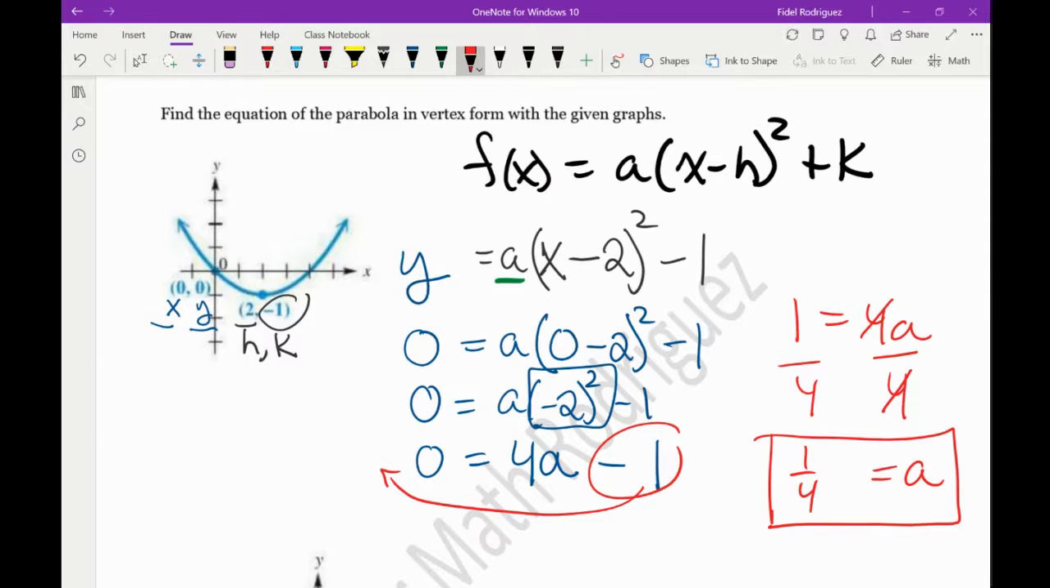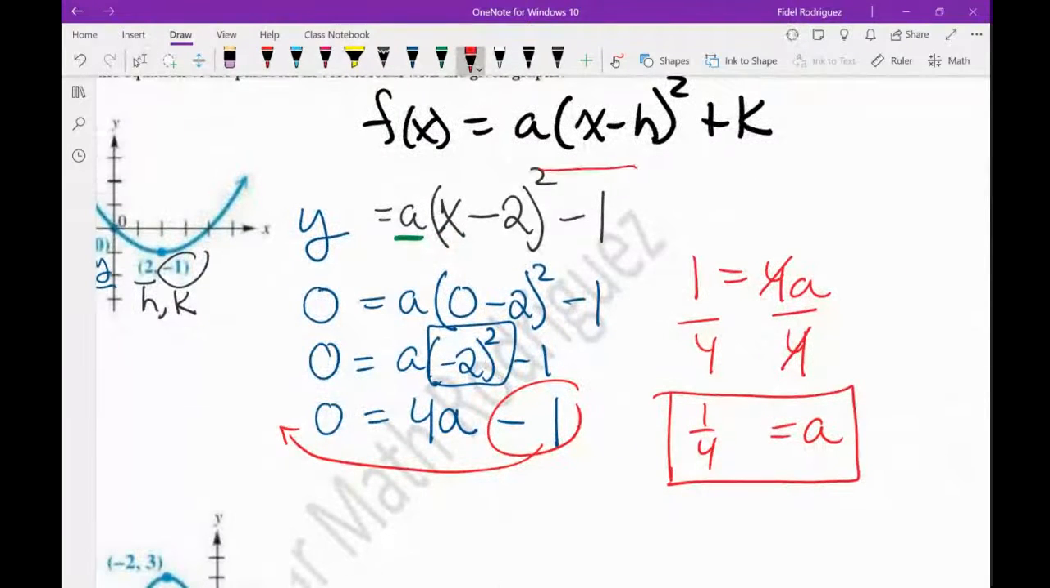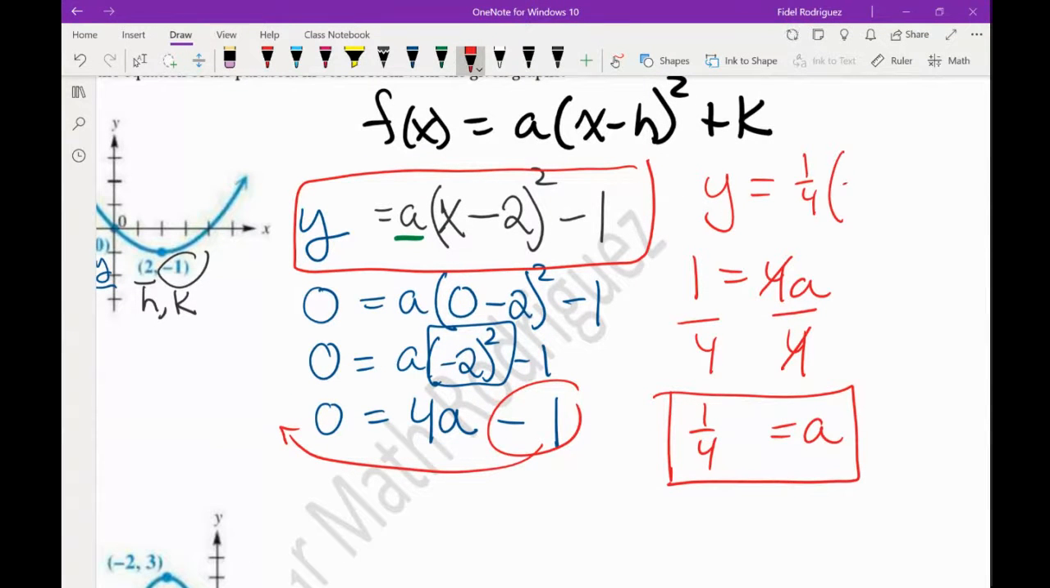Okay. And so now what we're going to do is come back to this equation right here, and all we're going to do is rewrite it with the number a being 1/4.